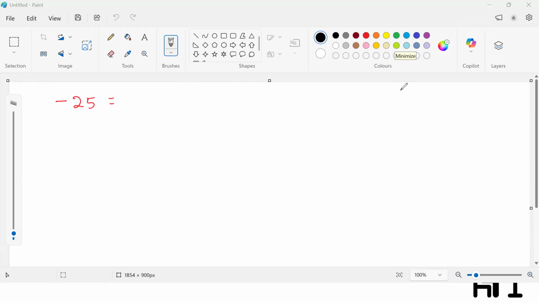First of all, you have to convert 25 into binary like we do for a positive number. So you divide and you write down the remainders.